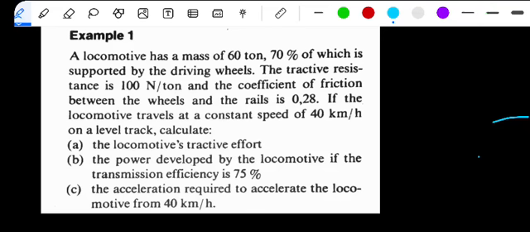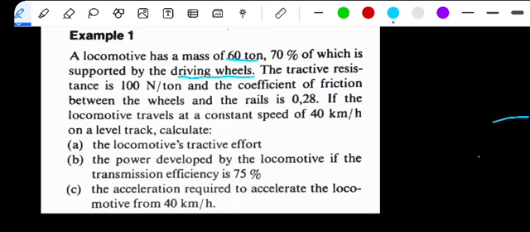This is Mechanotechnics N6 traction and rail, right? So we've been given example one, which says a locomotive with a mass of 60 tons, and we've been given a dot separation, 70% of which is supported by the wheel. 70% by what? By the wheel. Check, note, by the wheel.